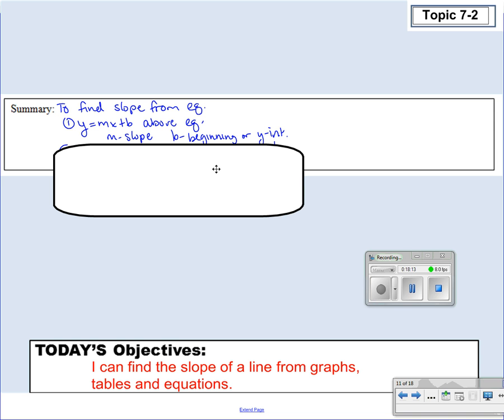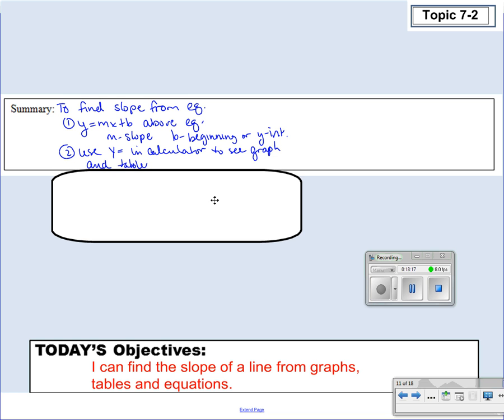Using those two terms, you are able to graph. And lastly, we used the y equal in the calculator to actually see the graph and the table. Your summary may be different than mine. I just went over the key points. Now it's time to do the assignment, but I wanted to go over one of the problems with the assignment with you. If you will get your assignment and look at problem number 4.